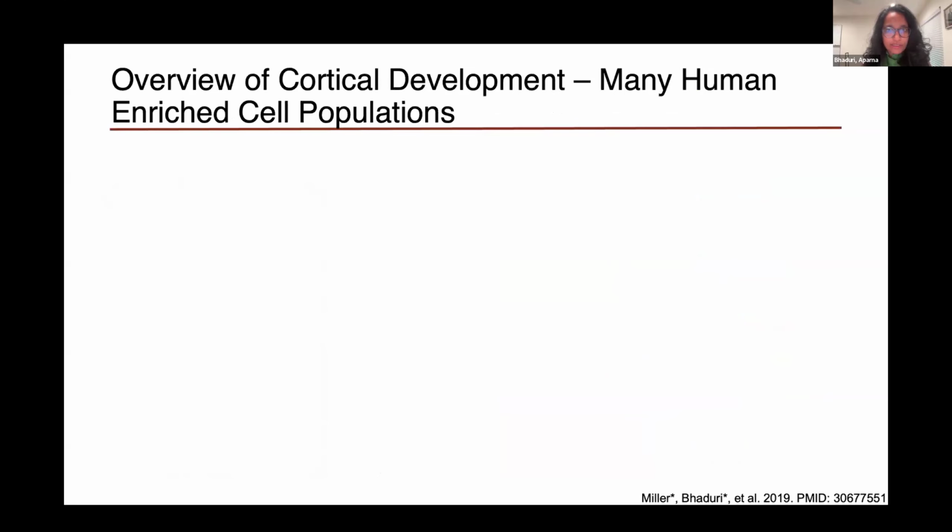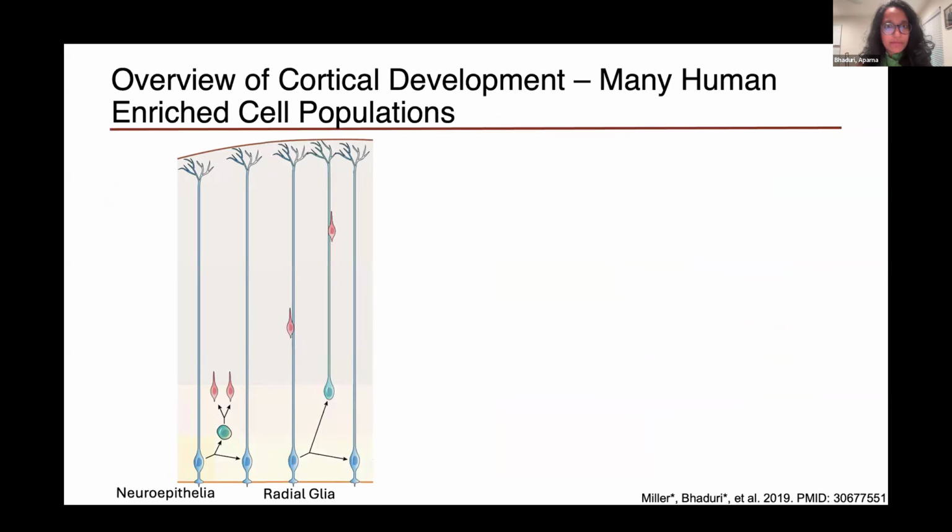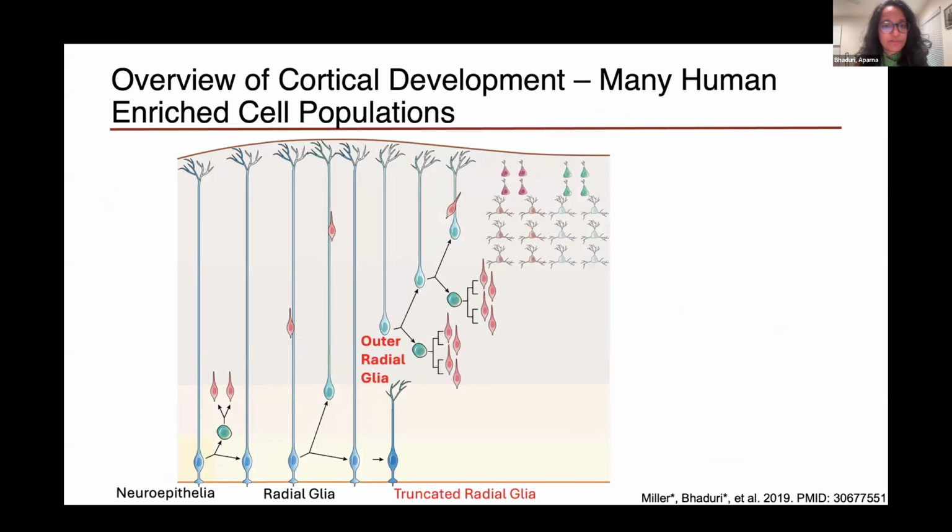Now, for those of you who are not cortical development aficionados, I'll give you a quick overview of many of the cell types that exist during cortical development. What you saw in the beginning was largely comprised of neuroepithelia, and for the most part, we believe that the neuroepithelial sheet that gives rise to much of the cortex is largely uniform. This then gives rise to radial glia, which are able to subdivide into a number of subtypes over developmental time, giving rise to neurons either directly or subtypes of radial glia, including truncated or outer radial glia.